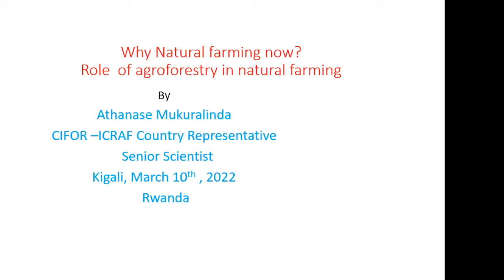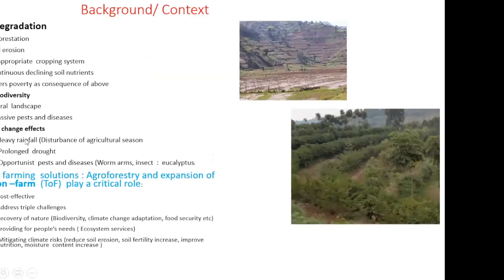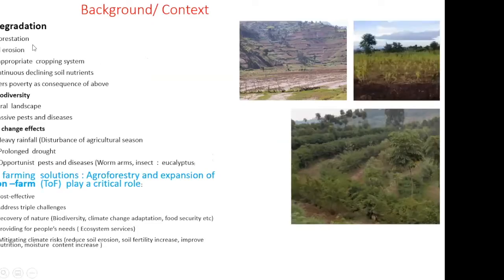So it's very little. My presentation is on why natural farming now, and the role of agroforestry in natural farming. Why natural farming now? I think you now realize that land is degraded. The drivers of degradation are deforestation and soil erosion, as my colleague said, inappropriate cropping systems, continuously declining soil nutrients, and farmer poverty as a consequence of the above.